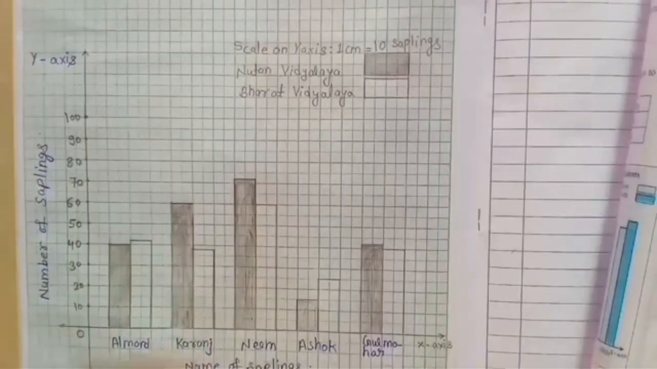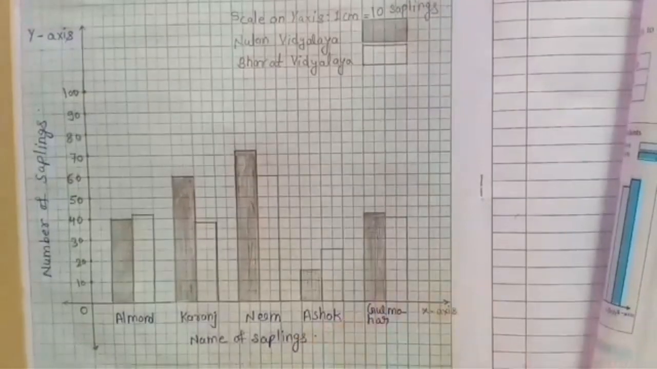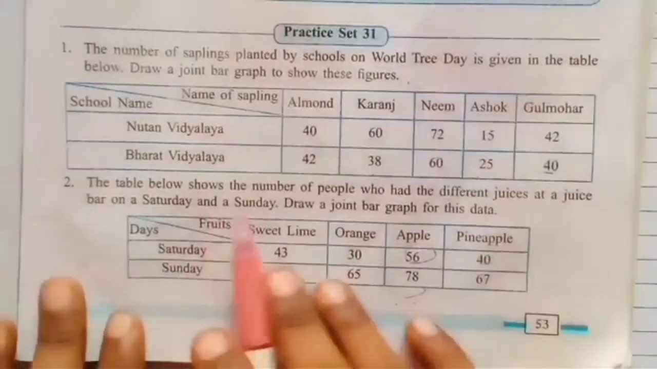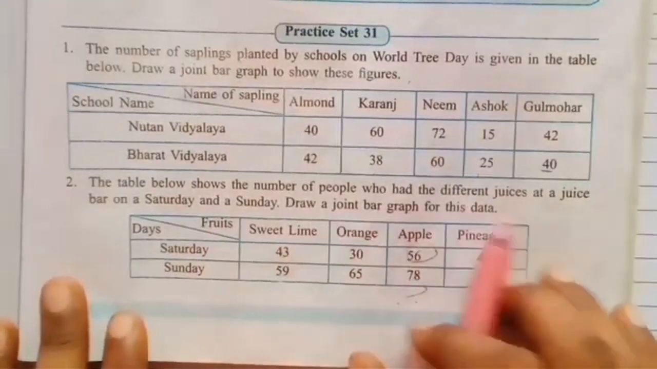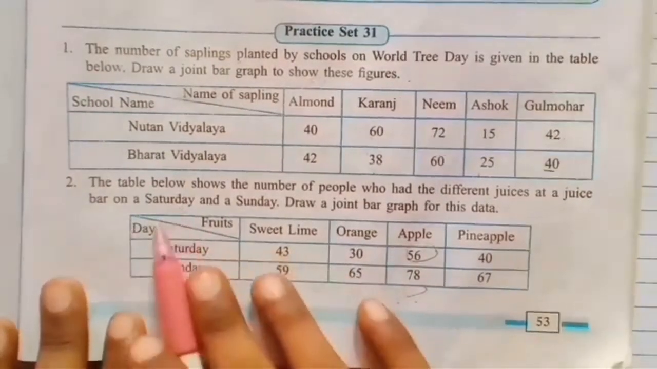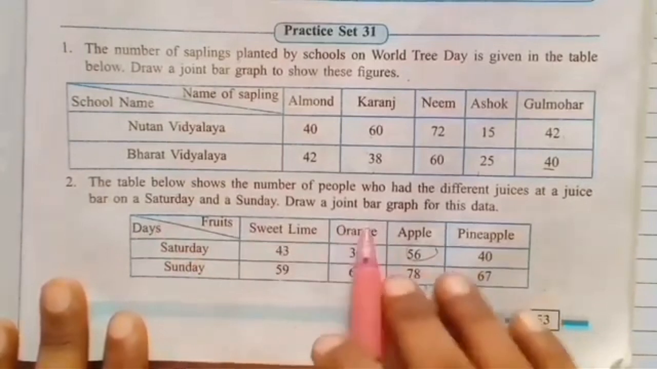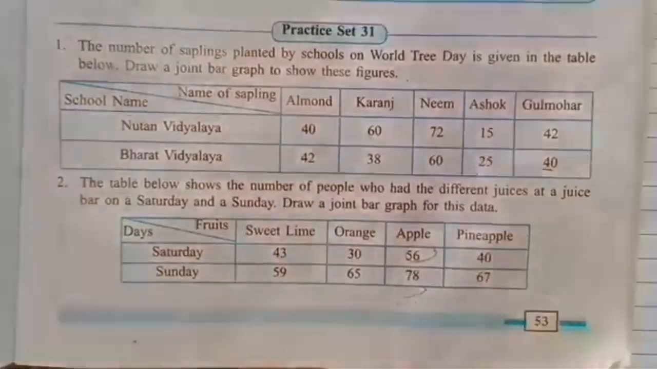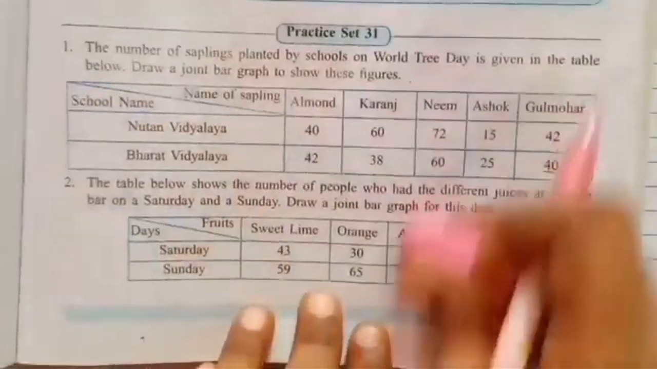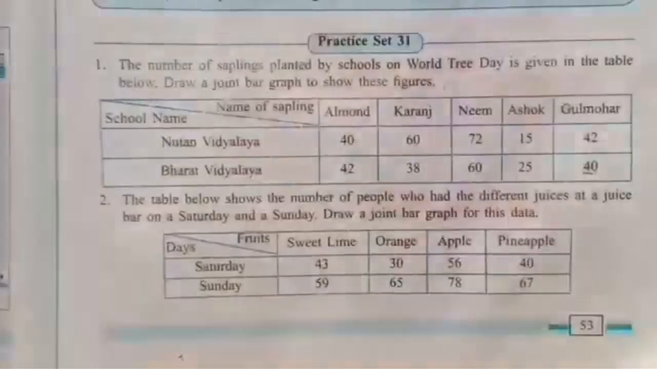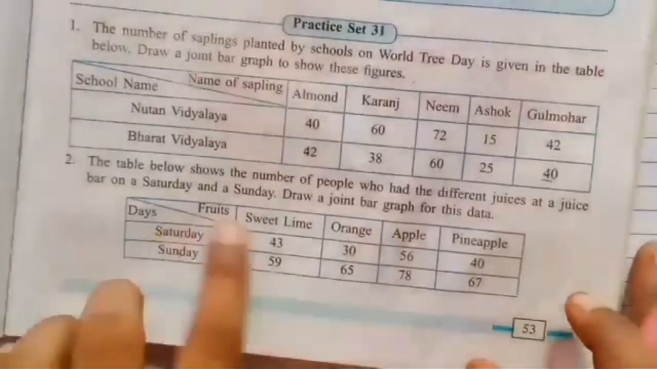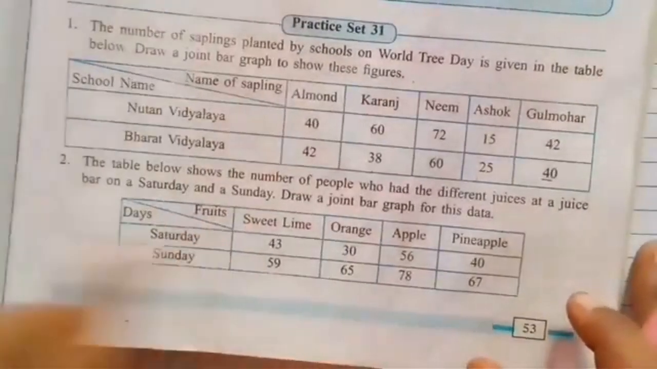Now next we will see question number 2. So question number 2 is, the table below shows the number of people who had different juices at juice bar on Saturday and Sunday. Draw a joint bar graph for this data. So here they have given us information about fruits and number of days. So by seeing this information we have to draw a joint bar graph.